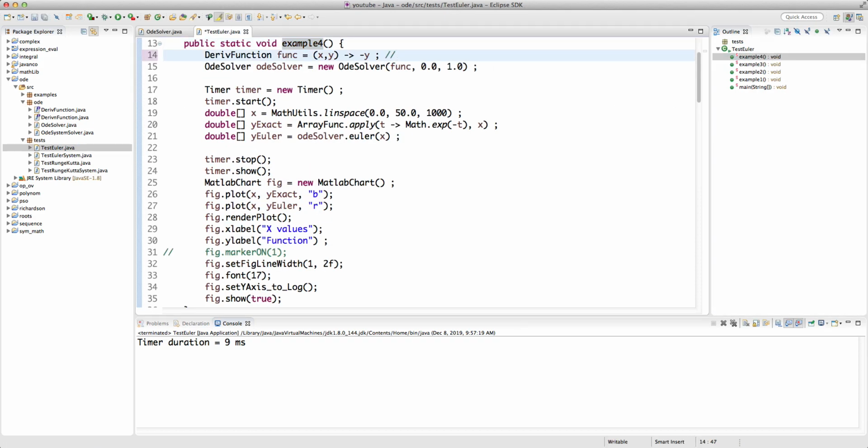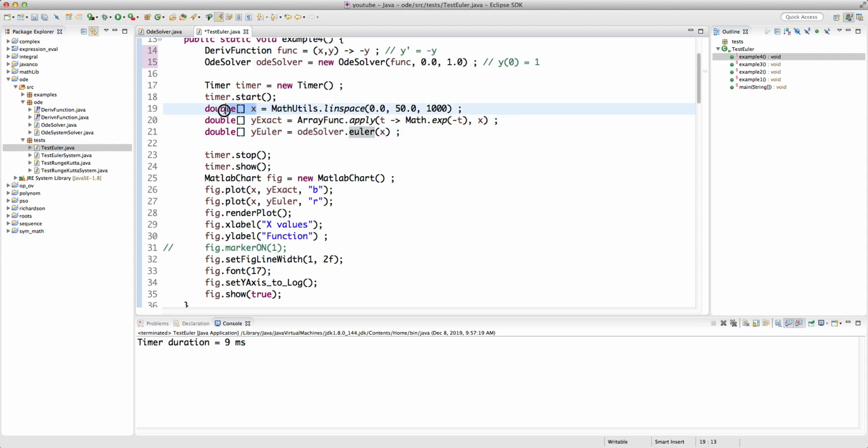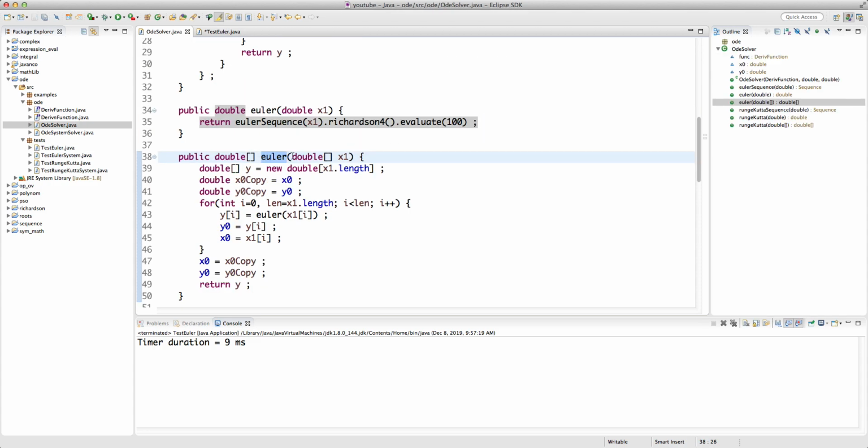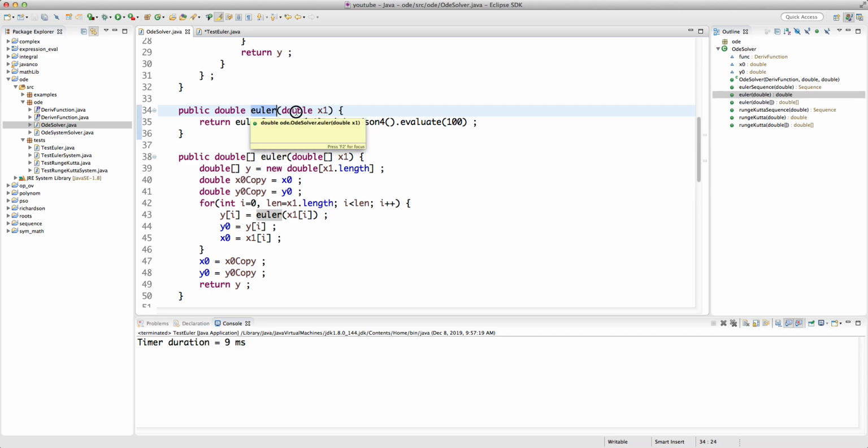So in example 4, again, y prime is minus y, the initial condition y of 0 equals 1. I'm setting up a timer here, and now I'm trying to find the solution from x equals 0 to x equals 50 at 1000 points. The exact solution is e to the minus t, okay? And now I'm passing in the array, right? So I'm calling this Euler method instead of this one. If I pass one double value, it calls this method. If I pass an array, it calls this method.